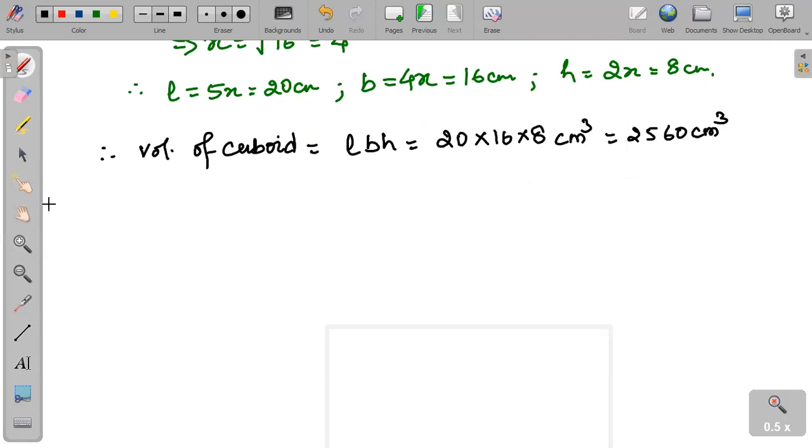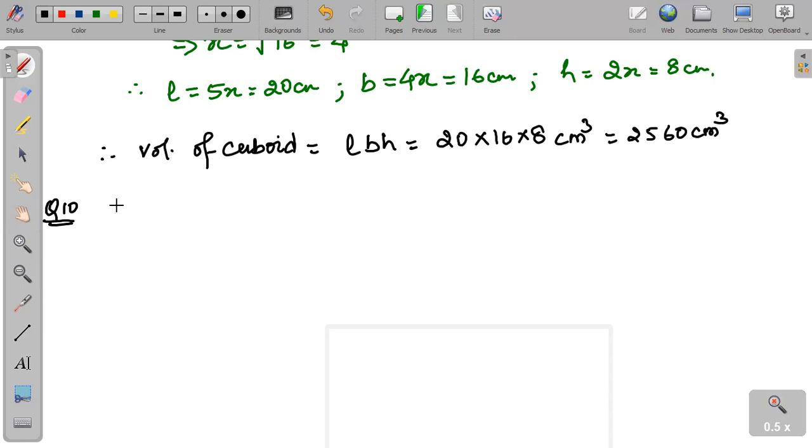Question number 10. There is a rectangular room which is 6 meter long, 5 meter wide, and 3.5 meter high. It has two doors of size 1.1 meter by 2 meter and three windows of size 1.5 meter by 1.4 meter. Find the cost of whitewashing the walls and the ceiling of the room at the rate of 5.3 per square meter.